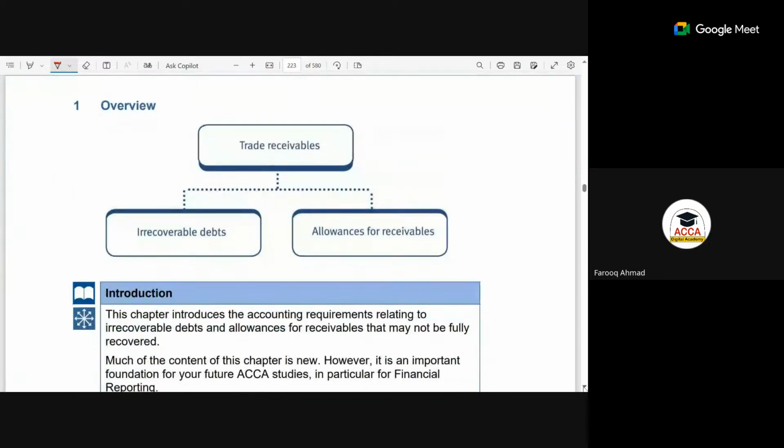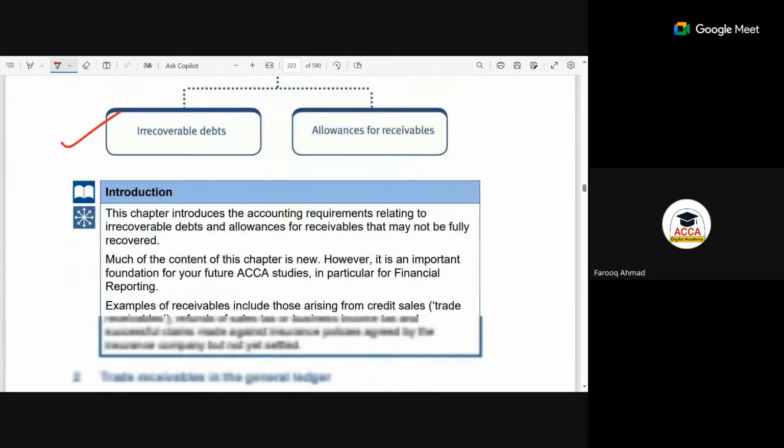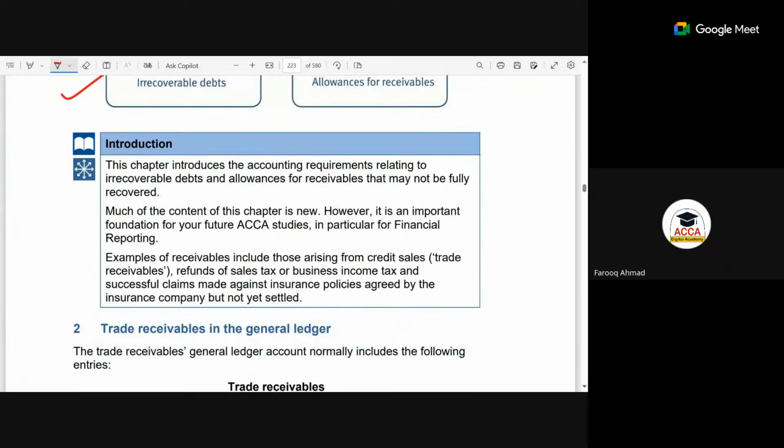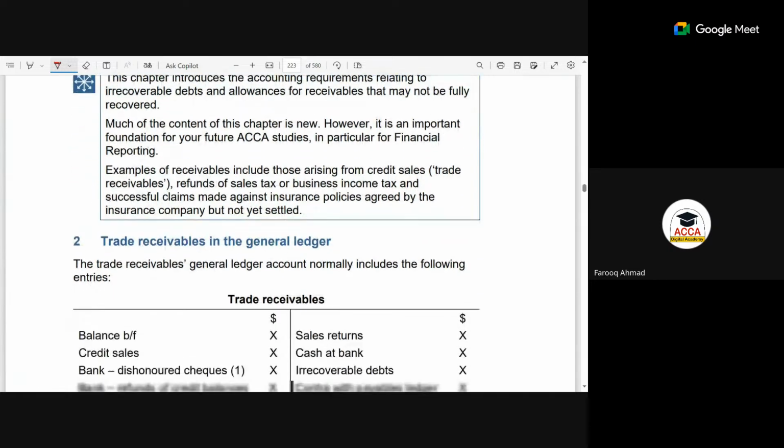So this is the overview: trade receivable, allowance for receivable, and irrecoverable debts. Irrecoverable debts are those where the clients, your buyers, run away and are no more available on the scene. They have just gone bankrupt or for any other reason.